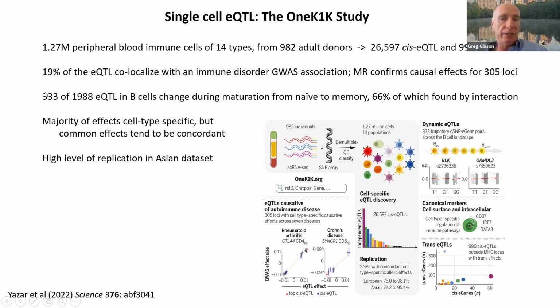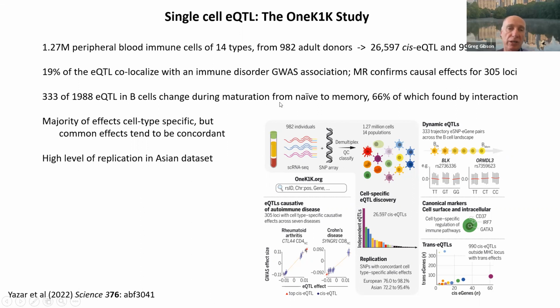Second thing he identified, which I think is a really critical point in the paper, is that about a quarter or 20% of the ones he identified in B cells actually change their EQTL status as cells mature from naive to memory B cells. Okay, so that's this idea of context dependence.